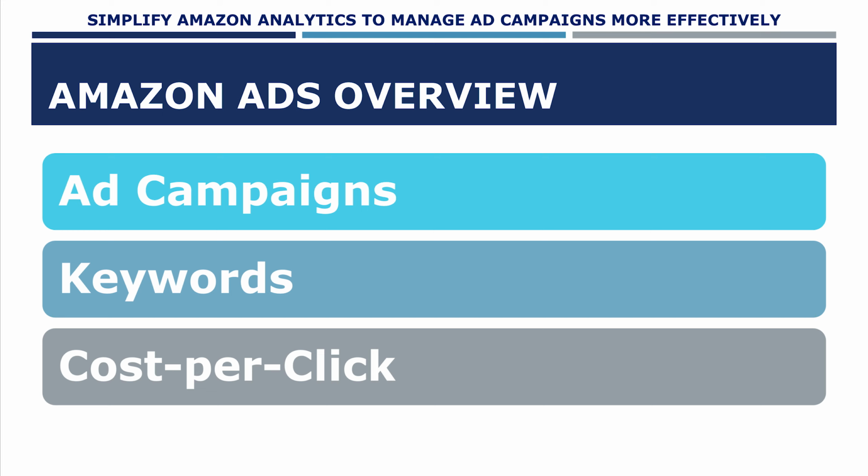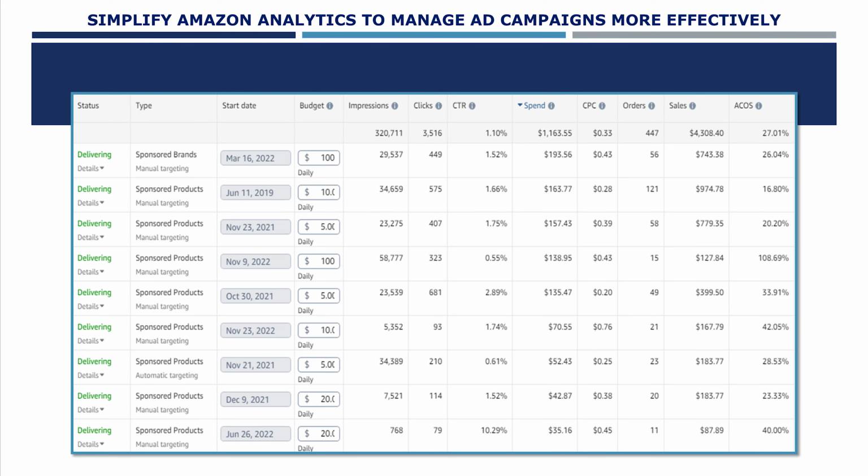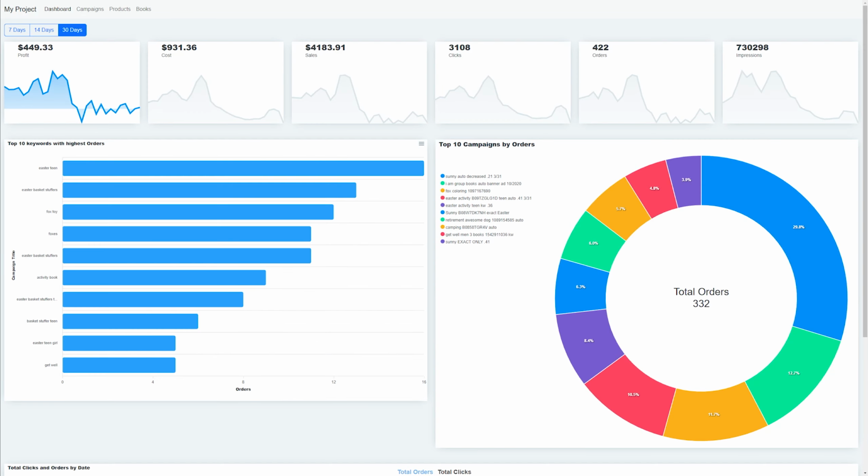Now that we know what an Amazon ad is, let's go look at Amazon's dashboard. This is one of the first things you'll see after logging into the Amazon Ad Manager. It is this big table full of various key performance indicators. It's hard to see how well one campaign is doing or how poorly a campaign is doing. Now that we know what Amazon's dashboard looks like, let's go look at my project's dashboard.